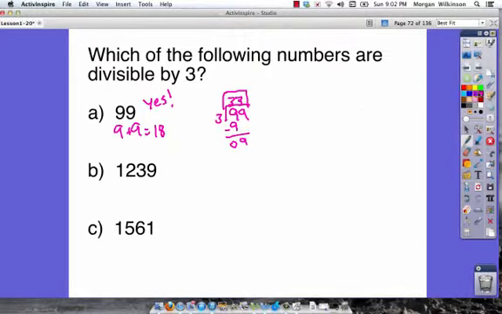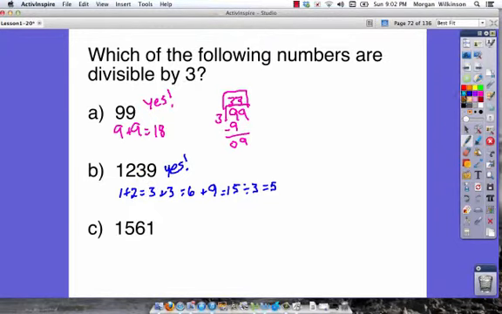Okay, let's go ahead and look at B. 1,239. So 1 plus 2 is 3, plus 3 more equals 6, plus 9 more is equal to 15. Is 15 divisible by 3? 15 divided by 3 is equal to 5. So yes, 1,239 is divisible by 3. Now, this one, you could go through the math if you would like to, but the question says which of the following numbers are divisible by 3? So B is divisible by 3. We don't have to do the math because we know the answer is yes already.